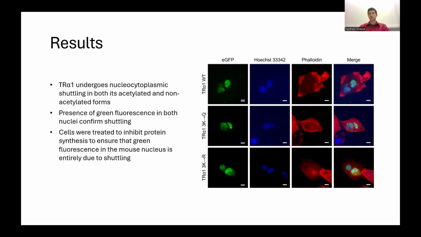The blue stain here is just helping us distinguish between the human and the mouse nuclei, and the red stain is showing us the shape of the cell, so we can tell that the two nuclei are in the same cell, and not just two separate cells that are really close together.